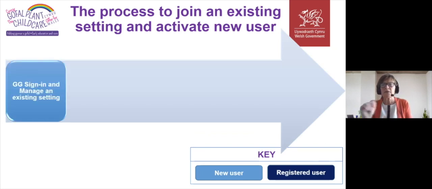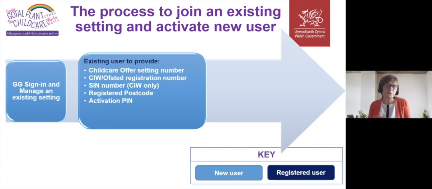Government gateway, sign in, and you select the option to manage an existing setting. Then here, the existing users, there'll be the setting manager, the lead person who initially registered the setting. That person has got all the answers. So they're going to need to pass this information on to you as a joinee. That will be the childcare offer setting number. That was the bit in green. The CIW or Ofsted registration number. The SIN number, which is only applicable for CIW, the registered postcode, and that activation PIN, which you've kept safe on that letter. So this is information that you can gather and keep before you even come online.